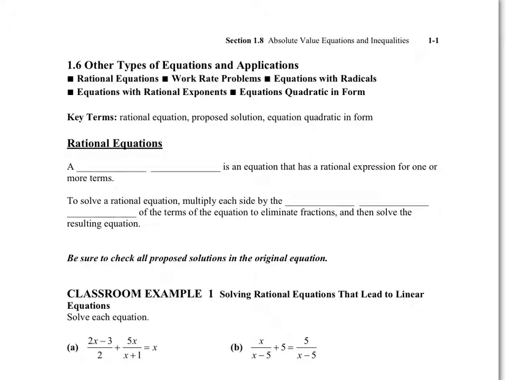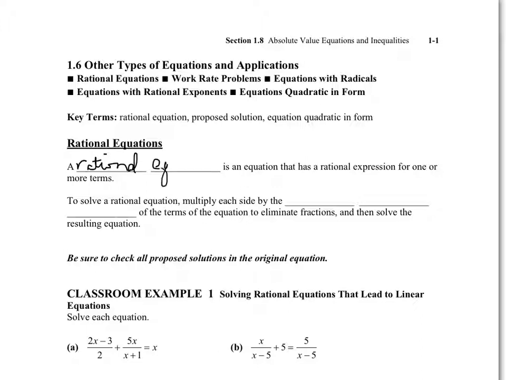In section 1.6, we will look at some other types of equations that you should know how to solve or will learn how to solve. The first one we'll speak about is rational equations. A rational equation, that will be what goes in the first set of blanks.